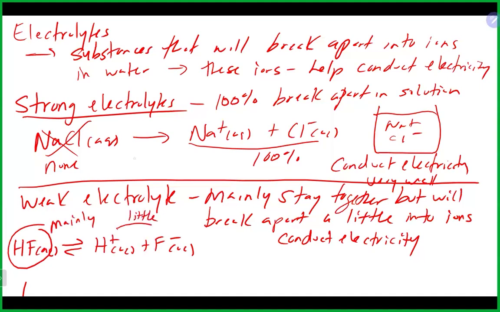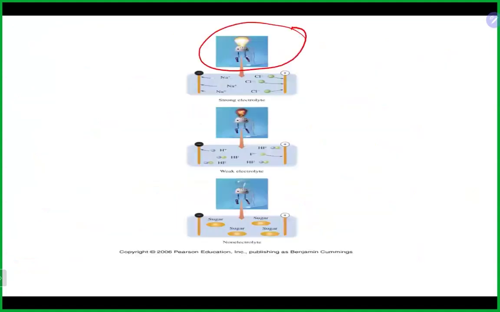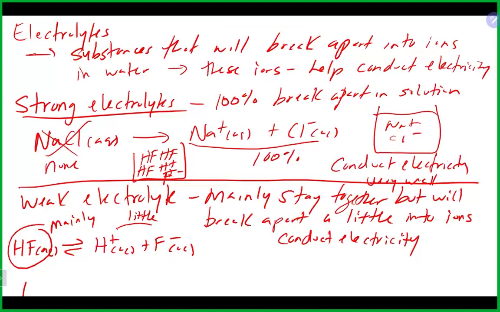So you will mainly have this whole thing still together, but you will produce a little of these ions. In that particular solution, you basically have HF floating around, but you do have a little bit of H plus and a little bit of F minus floating around in the beaker. And because it has a little bit of ions floating around, it's still able to conduct electricity. So with the light bulb example, it will turn on, but it'll look kind of dull or dim, like it's dying, but it's still able to conduct a little bit of electricity.